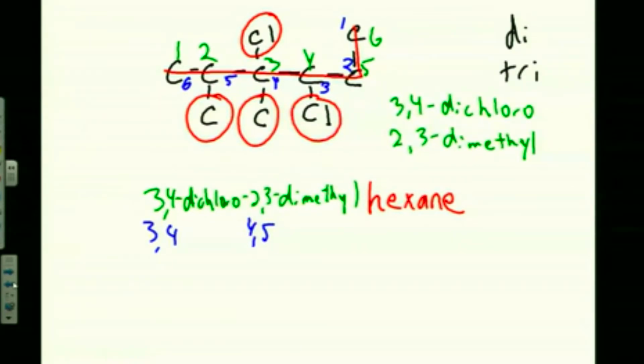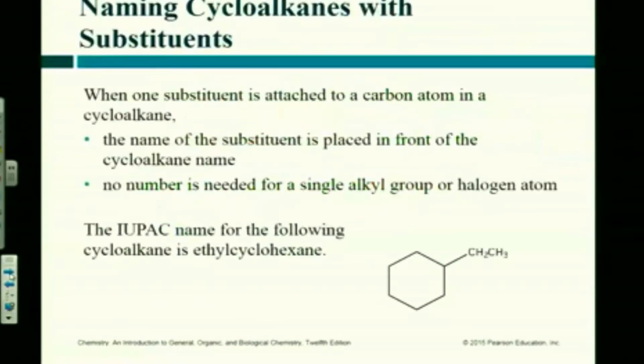I promise. Now, when you have cycloalkanes with substituents on them, if you only have one substituent, it's pretty easy. You don't need to use numbers. You name it as ethyl cyclohexane. It's cyclohexane, and it's got some stuff sticking off of it. That stuff sticking off is an ethyl group, 2 carbons. So this is ethyl cyclohexane.